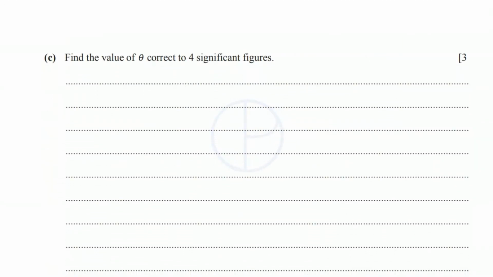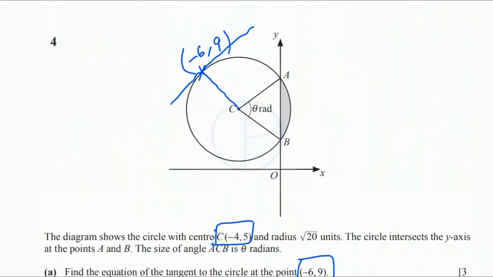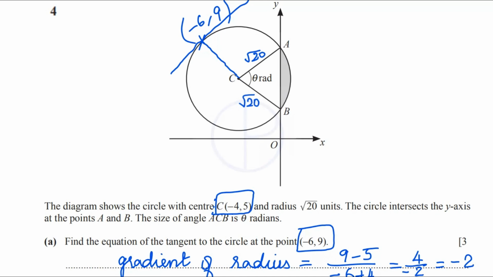Next part of the question is find the value of theta correct to 4 significant figures. Okay, the radius of the circle is given as square root of 20. So CA is square root of 20 and CB is also square root of 20. Let's find out what the AB value is. For that, first let's find out the coordinates of A and B. The circle intersects the y-axis at the points A and B. Okay, that means at A and B the x value is 0.